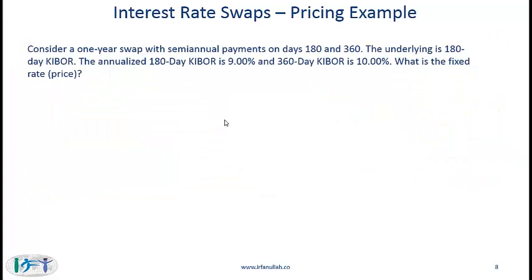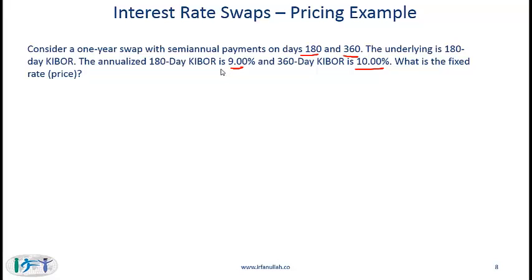So let's do that through an example. Consider a 1-year swap with semi-annual payments on days 180 and 360. The underlying is 180-day CIBOR. We are given the spot rates. These are annualized spot rates. So 180-day CIBOR is 9%, 360-day CIBOR is 10%. What is the fixed rate?